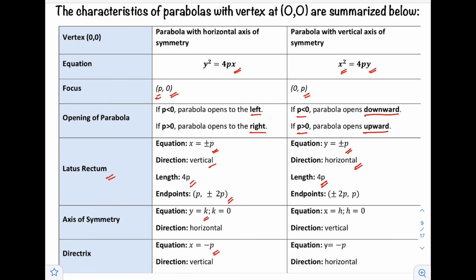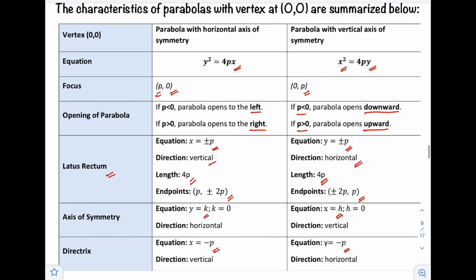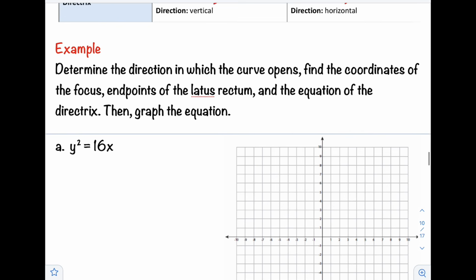Then, yung endpoints niya is we have positive, negative 2P, P. Okay? So, nagkapalit yung position ng ating X and Y. So, the axis of symmetry naman is makikita kay X equals H. But then again, yung ating vertex is nasa origin, so lagi siyang equal to 0. Okay? Then, for the directrix, we have the equation Y equals negative P. Okay? So, let's have example.